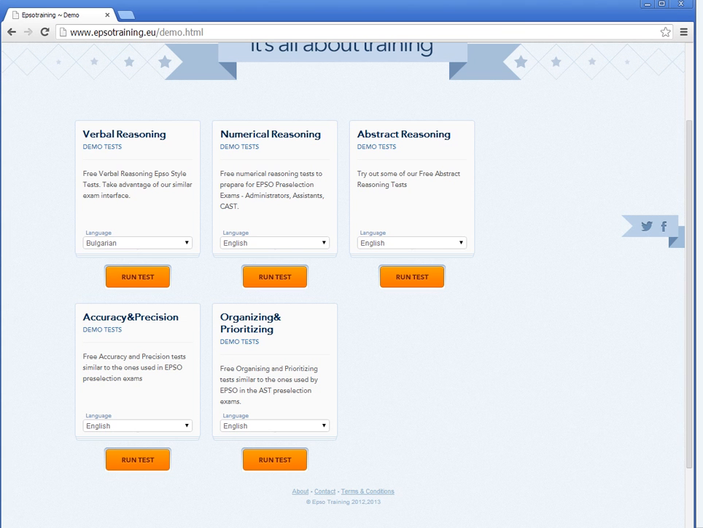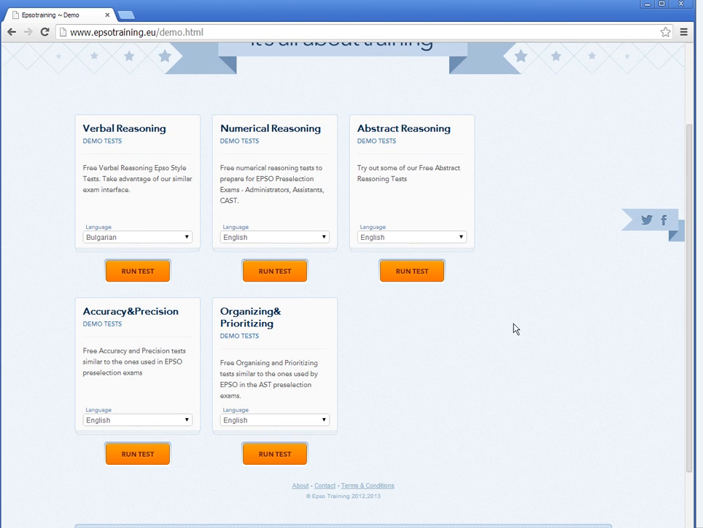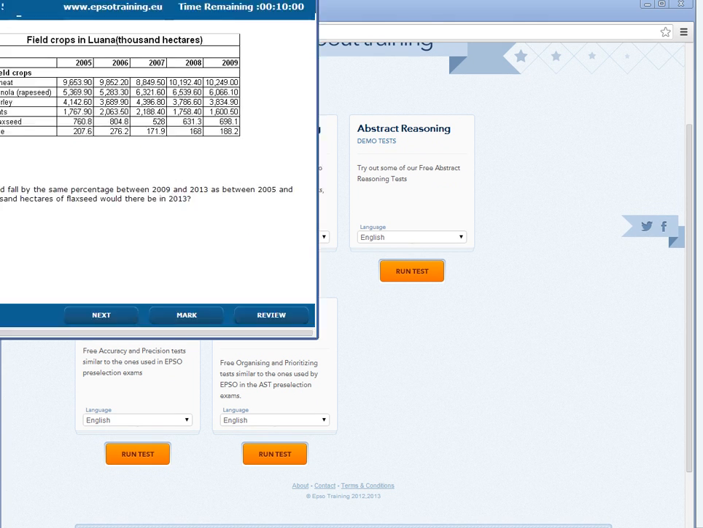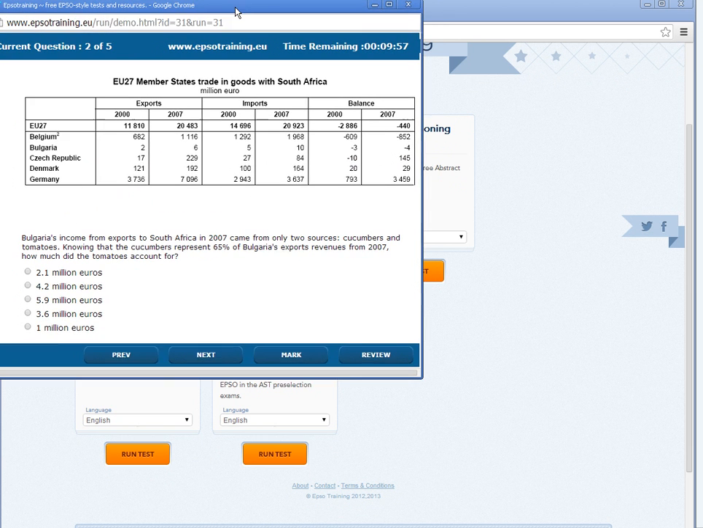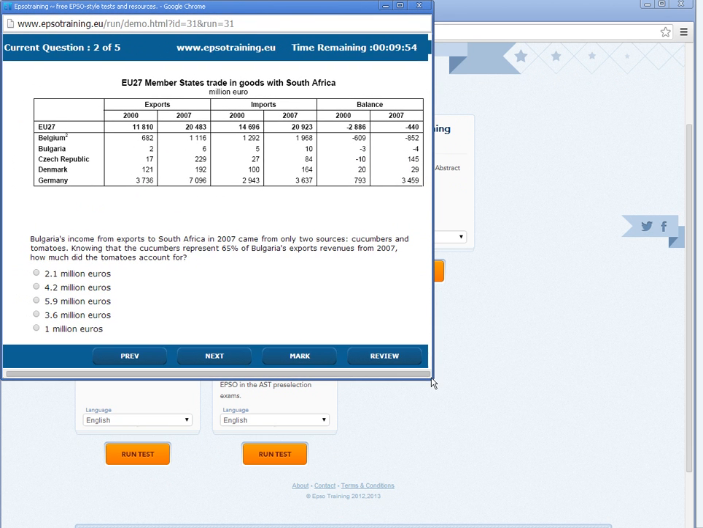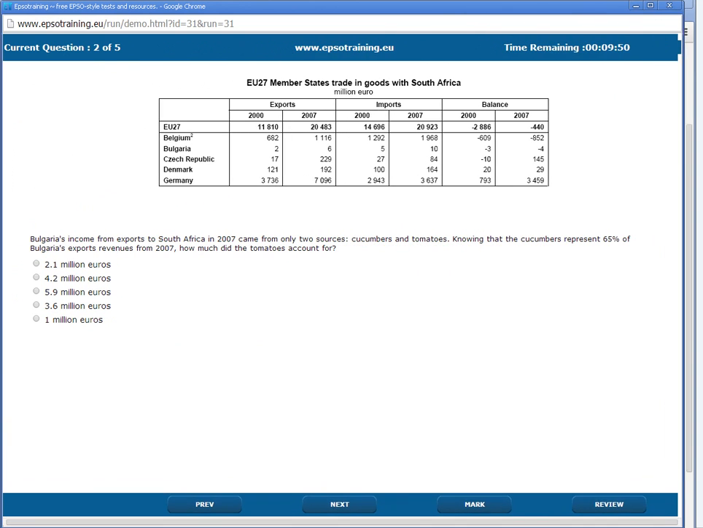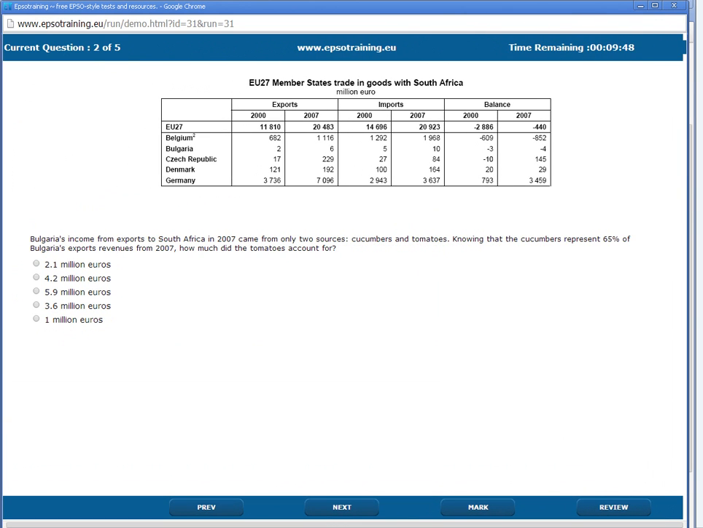I'll visit again the free tests part from www.epsotraining.eu and run the free numerical reasoning test. The second question, which is a simple one, asks us to calculate Bulgaria's percentage of exports with South Africa attributed to tomatoes. By looking at the table, we see that Bulgaria's exports to South Africa account for 6 million euros, and tomatoes exports represent 35% from this amount. A quick calculation would point us to the correct answer, which is answer A, 2.1 million euros.